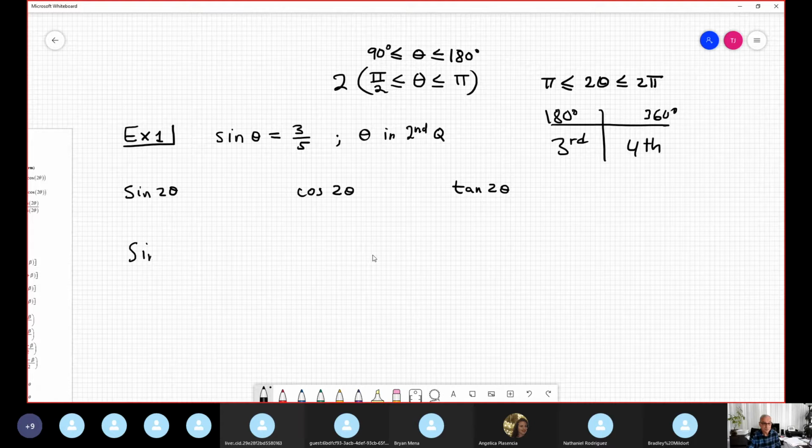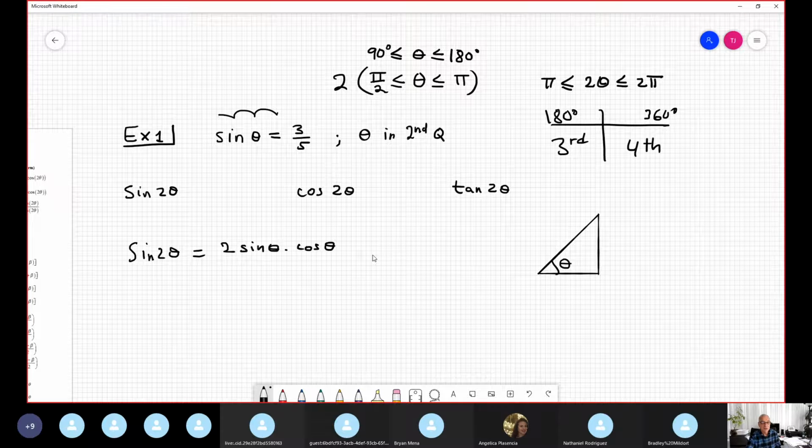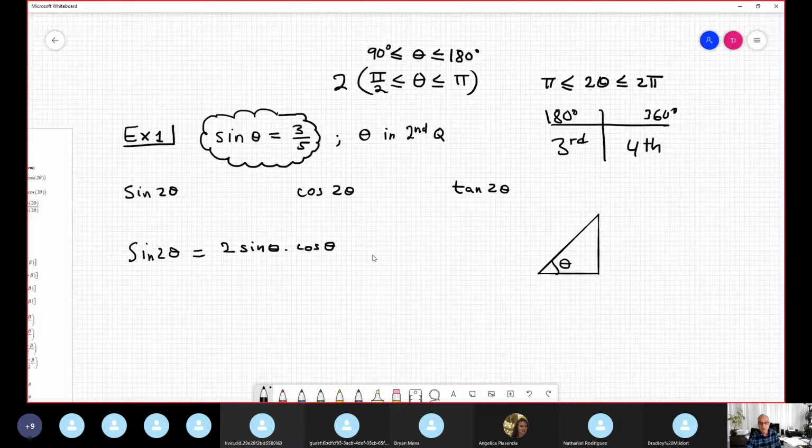Sine 2 theta is equal to 2 times sine theta multiplied by cosine theta. I need to find cosine. It's easy. You are doing the triangle. This is my triangle. This is theta. It's given at the beginning that the sine is 3/5. So I infer that the opposite is 3 and the hypotenuse is 5. And this is the famous 3, 4, 5 triangle, no?